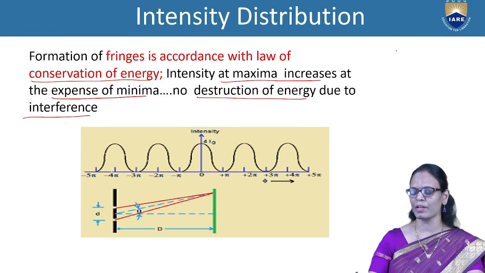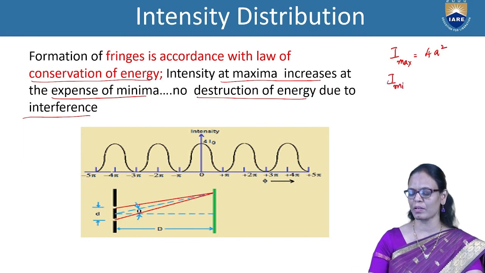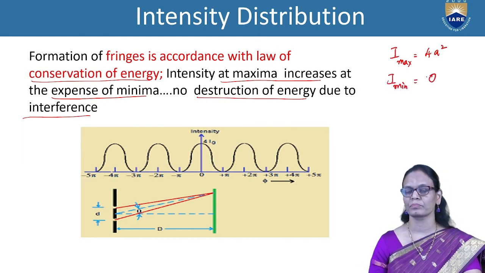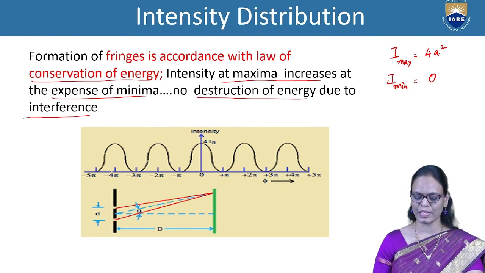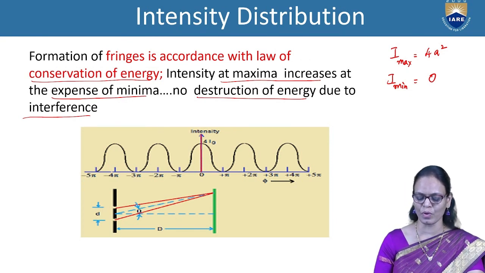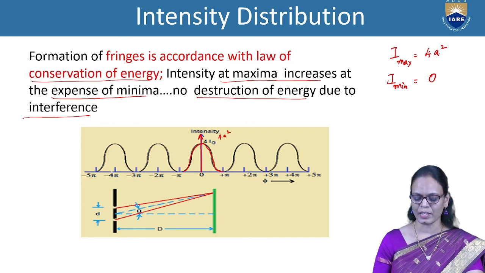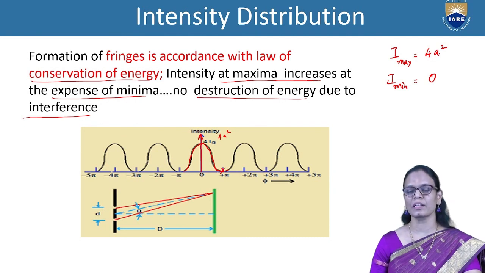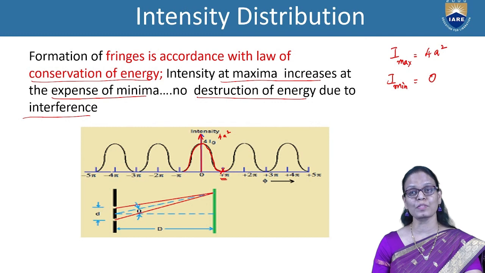We have already calculated the expression for I maximum. The maximum intensity is given by 4a square and the minimum intensity is given by 0. So what do we see here? The central fringe at O is maxima, so this will be 4a square, and this is the first dark fringe at pi. They are exactly opposite in phase. So the dark fringe is where it is 0.